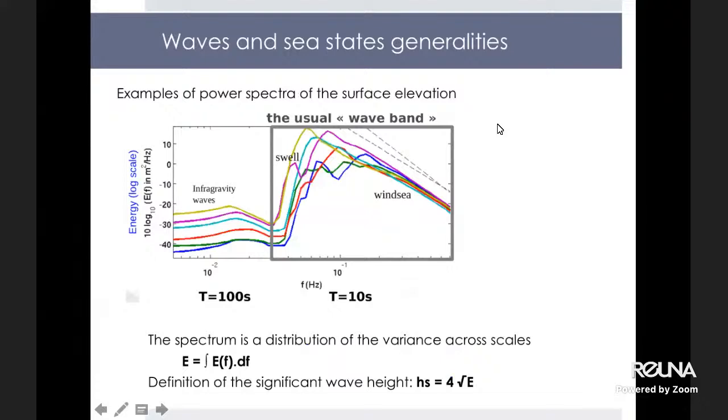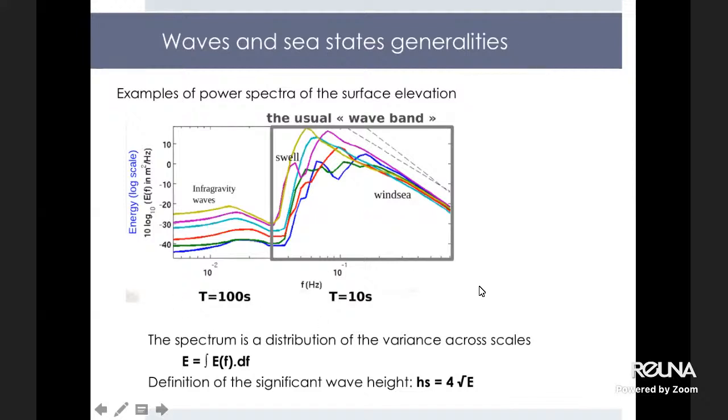So as we have seen, wave sea state is complex, with multiple wave systems. So we usually represent the sea state using the energy spectrum of the waves. And on this spectrum, as a function of period or frequency, we can see 3 peaks of different kinds of waves. So we have infragravity waves, a peak of swell, and a wind-sea peak at a higher frequency.